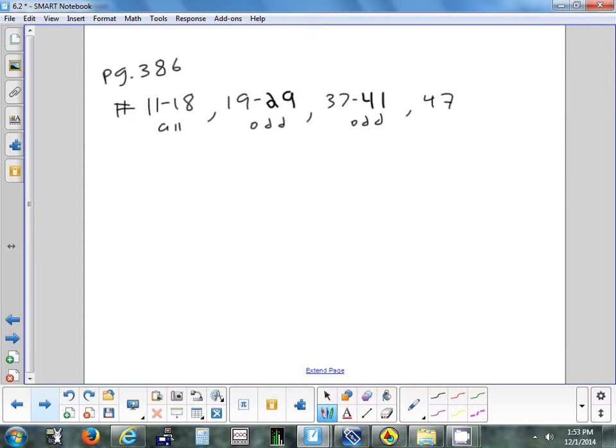Okay, so the homework on page 386 is 11 to 18 all. 19 to 29, 37 to 41, just the odds. Those are time consuming, so don't do all, just the odds on those. And 47. I think 11 to 18 is matching, so that's pretty quick. Okay, so we'll take a look at that tomorrow.